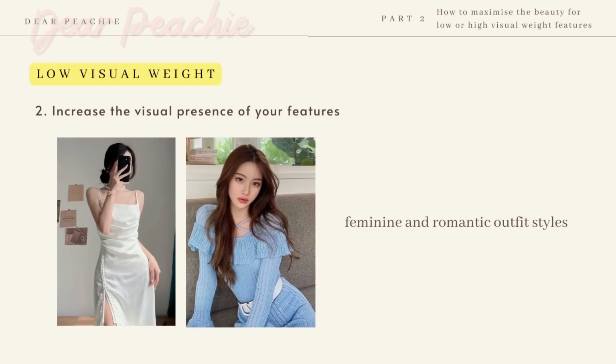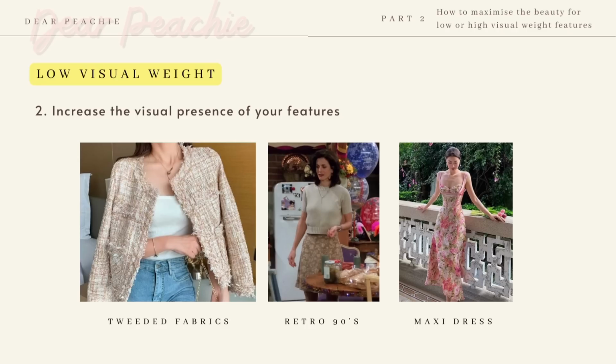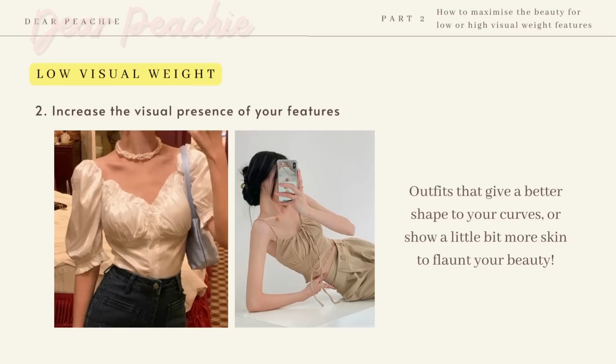Once the makeup gravitates towards the mature and elegant style, it goes along better with feminine and romantic outfit styles. You can be more adventurous in experimenting with different outfit items, such as clothing made with tweed fabrics, the retro 90s style, or the maxi dress that adds more femininity to your look. If you want to step up your game, you can even try outfits that give a better shape to your curves, or show a little bit more skin to flaunt your beauty.